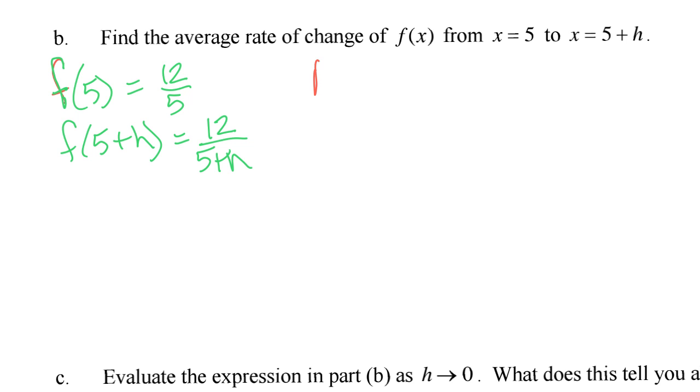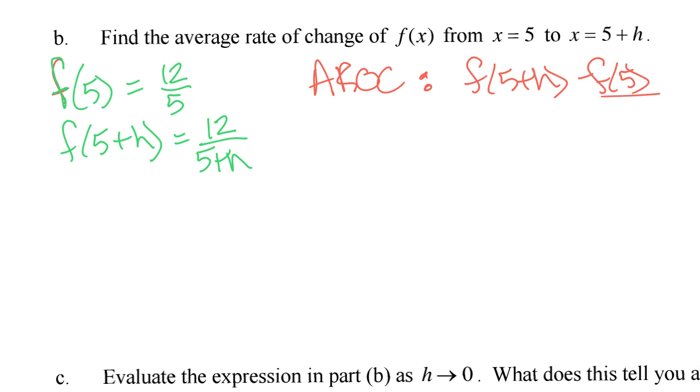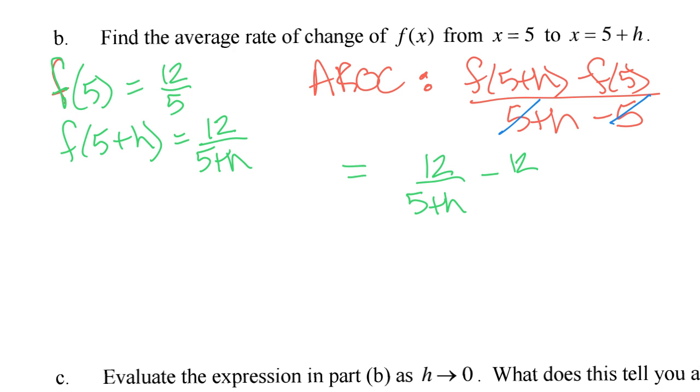And again, we need to find average rate of change, which will be f of 5 plus h minus f of 5 all over 5 plus h minus 5. And 5 minus 5 zeros out. So going back to plug in our values, our AROC will be 12 over 5 plus h minus 12 over 5 all over h.